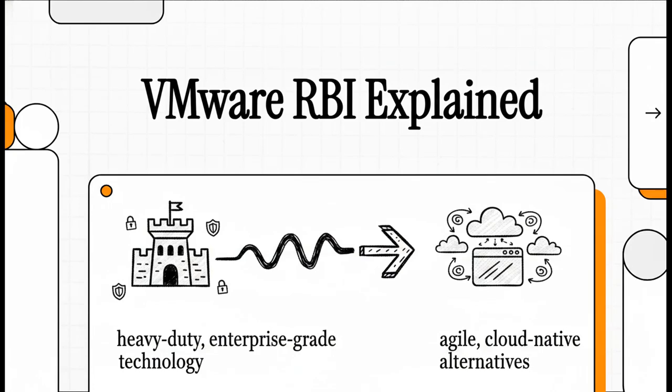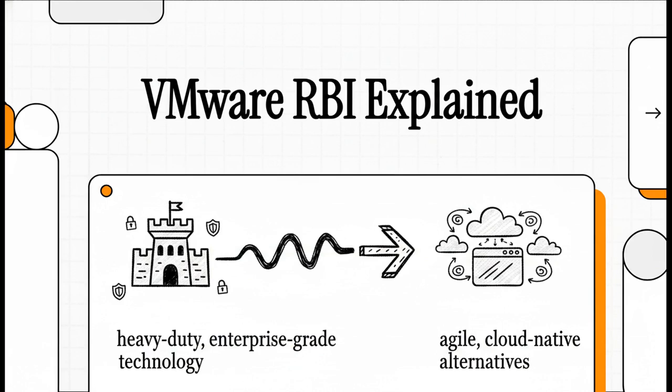We are diving straight into something seriously cool today. We're going to take a fascinating look under the hood of enterprise web security to demystify VMware Workspace ONE Remote Browser Isolation, or RBI for short. We'll explore exactly how this massive, heavy-duty technology protects giant organizations, but we're also going to evaluate some agile, cloud-native alternatives built for the rest of us.